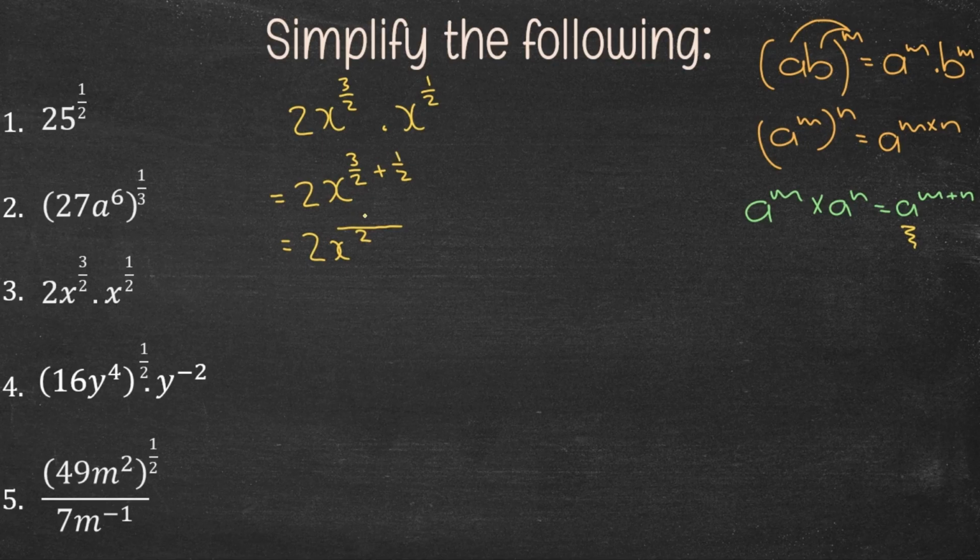3 plus 1 is 4. And now 4 divided by 2 is 2. That gives us 2x squared as the final simplified answer.